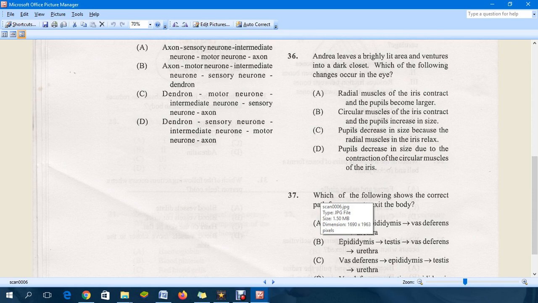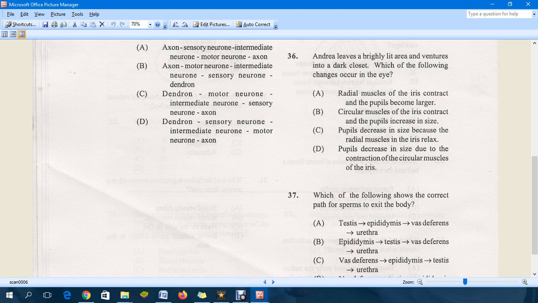Moving on to question 36. Andrea leaves a brightly lit room and ventures into a dark closet. Which of the following changes occurs in the eye? Option A, radial muscle of the iris contract and the pupil becomes larger. Again, leaving a brightly lit room going into a dark one, so the pupil must get larger. So let's stick with A for now.